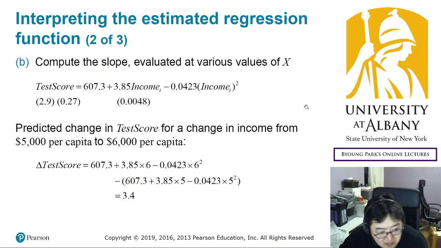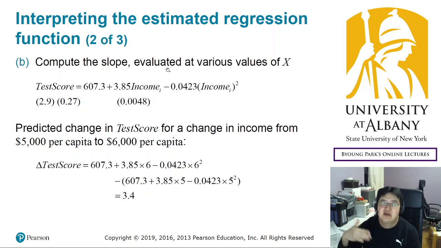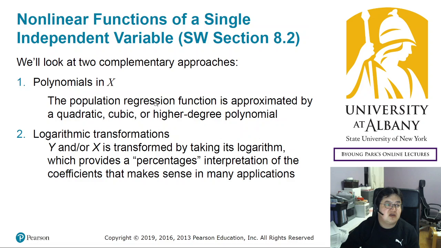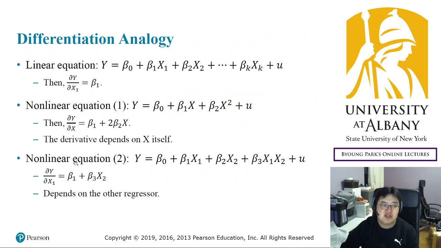And the problem here is, how can we compute the slope, the effect of income on test scores? As I explained using the differentiation analogy, you have to specify x. Think about this quadratic function. When you differentiate a quadratic function, the derivative is another function of x. So you have to tell what the value of x is, right?